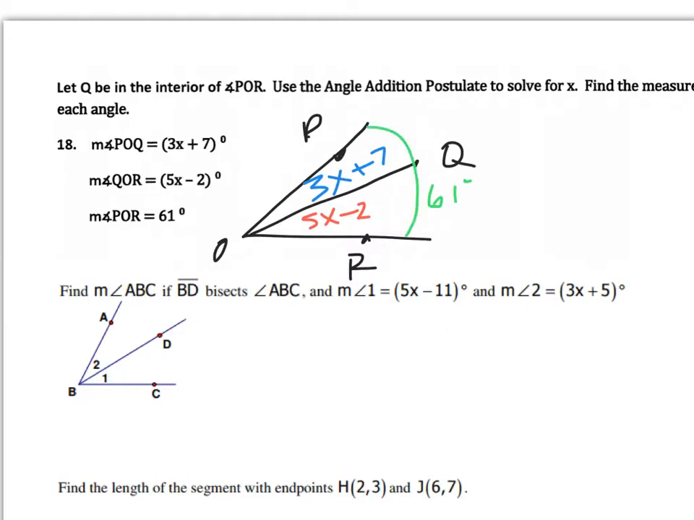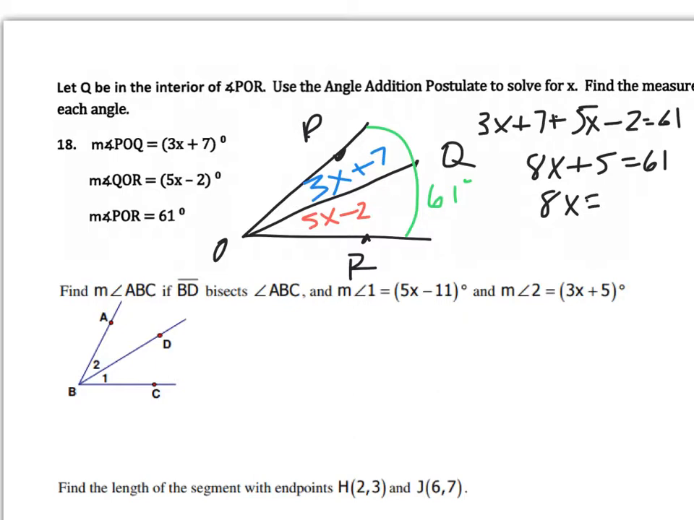So what am I going to do? Add up the blue and the red and equal it to the green. Alright, so 3x plus 7 plus 5x minus 2 equals 61. So 8x plus 5 equals 61. 8x equals 56. So x equals 7.